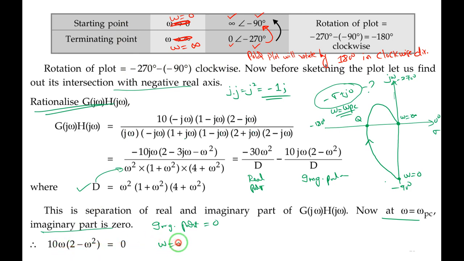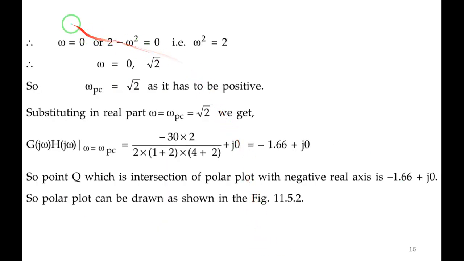From this I can write omega equal to 0 and 2 minus omega square equal to 0. They have written this here. From this, omega square equal to 2 and omega equal to root 2. So omega can take either value 0 or root 2.